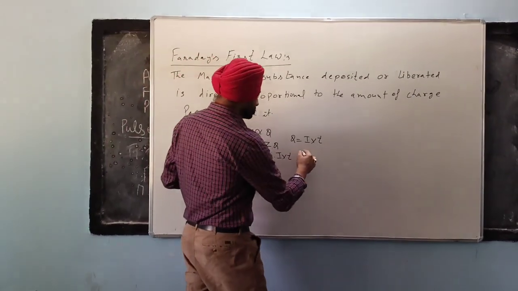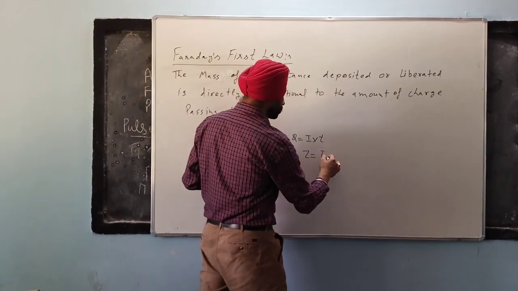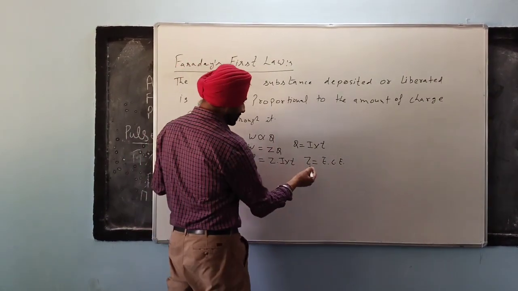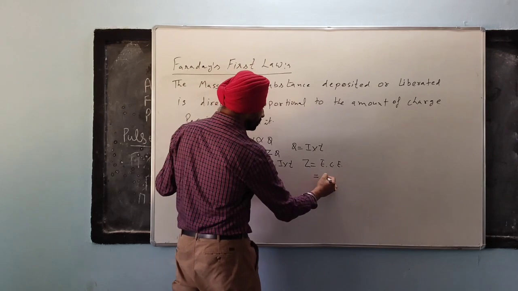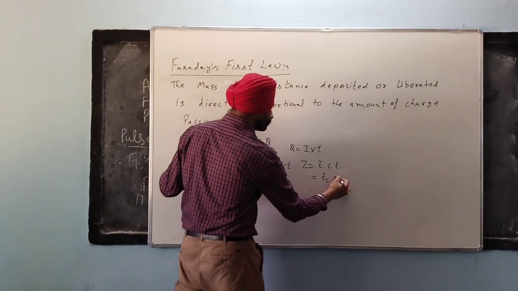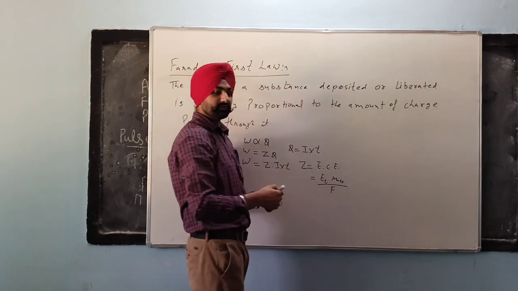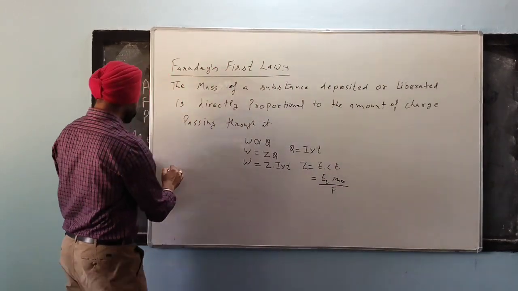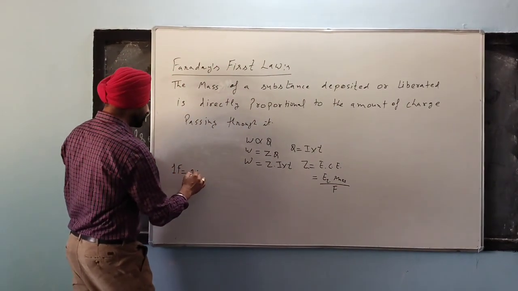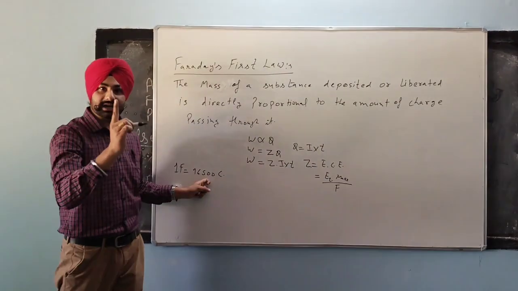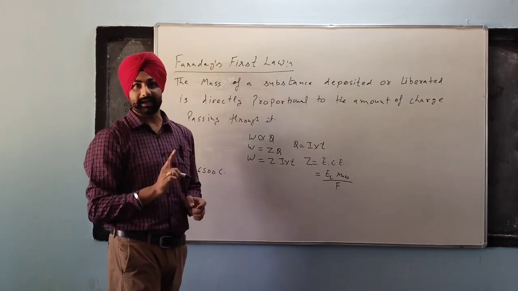Now what is Z? Z is called the electrochemical equivalent. The value of Z is equal to equivalent mass divided by Faraday. What is 1 Faraday? The value of 1 Faraday is equal to 96500 coulomb. This value is the charge present on 1 mole of electrons.